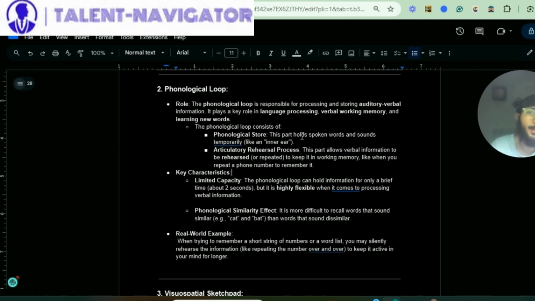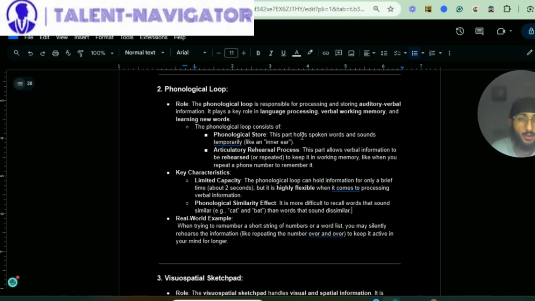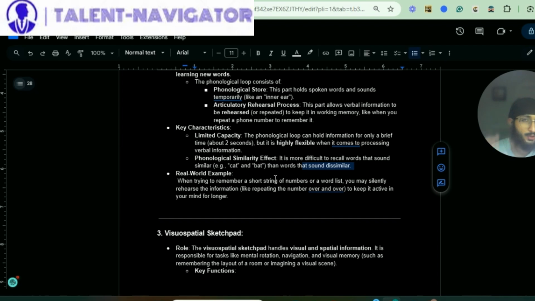Now, characteristics: limited capacity. The phonological loop can hold information for only a brief time period, about 2 seconds, but it's highly flexible when it comes to processing verbal information. And the phonological similarity effect: it is more difficult to recall words that sound similar, for example, cat and bat, than words that sound dissimilar, because similar sounding words usually create confusion whether it was cat or bat, right? So it is easier to remember words that are dissimilar in sound. Now, when trying to remember a short string of numbers or a word list, you may silently rehearse the information, like repeating the number over and over to keep it active in your mind for longer.